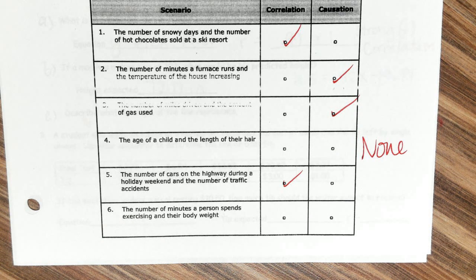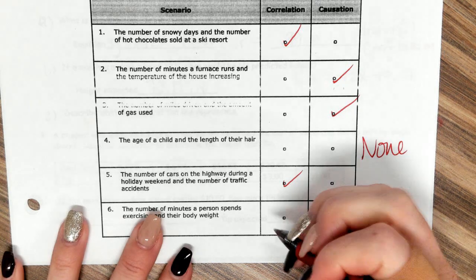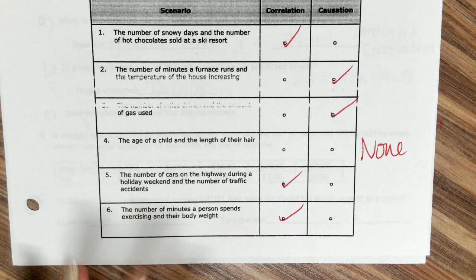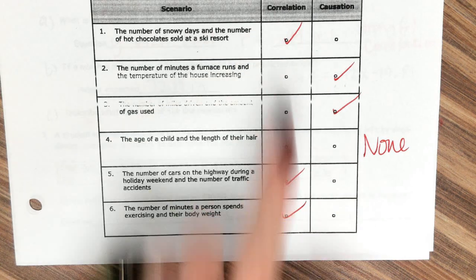Last one, number 6, the number of minutes a person spends exercising and their body weight. What do you think? Correlation. They're definitely related, but it's not always going to directly cause that because genetics come in, right? Some people are born super little and they can't gain weight, and some people are born with a bigger predisposition. Yes? But it can correlate.